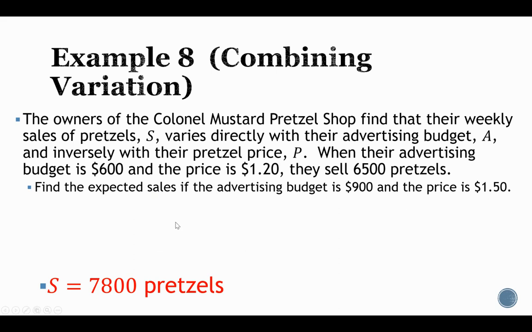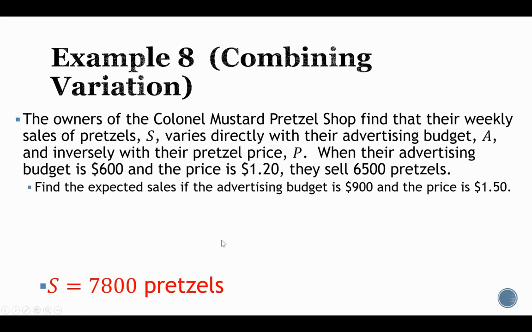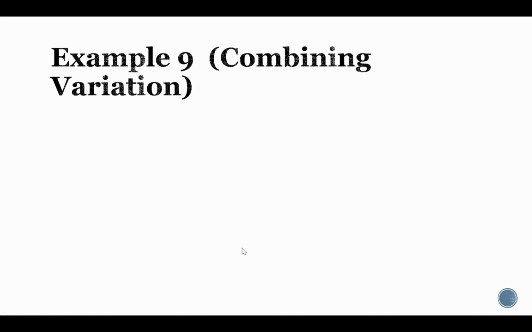Well, since we found our K value to be 13, we just plug our K value in now, and we can solve for any given pretzel prices and advertising budgets. So if S is what we're trying to find, and we know that our K value is 13, we have $900 in advertising, and we're selling the pretzels for $1.50, we can expect to sell 7,800 pretzels. Now we'll see if that actually works. But that's how we use these equations.